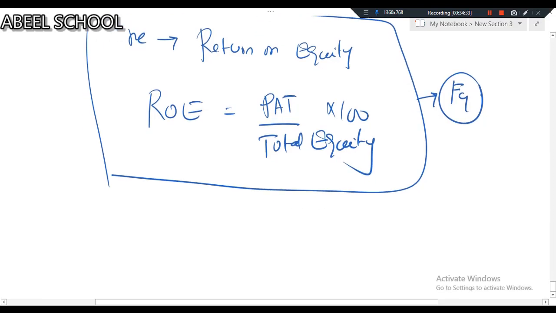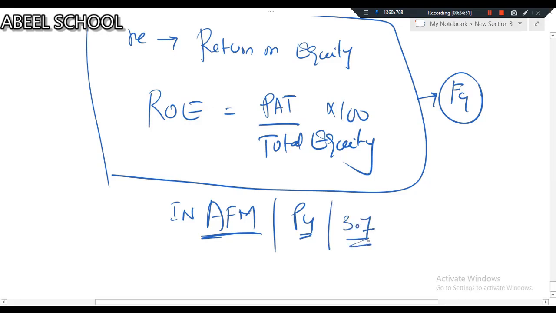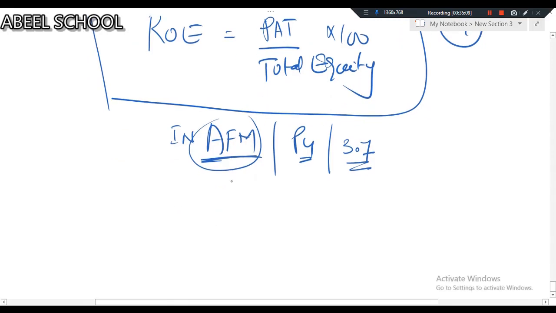But in AFM, previously we called it P4, and if I go further back, we used to call it 3.7. That's the very old name of this paper. Before 3.7, I have no idea. So the latest name is AFM. The previous was P4, and the name before P4 was 3.7.